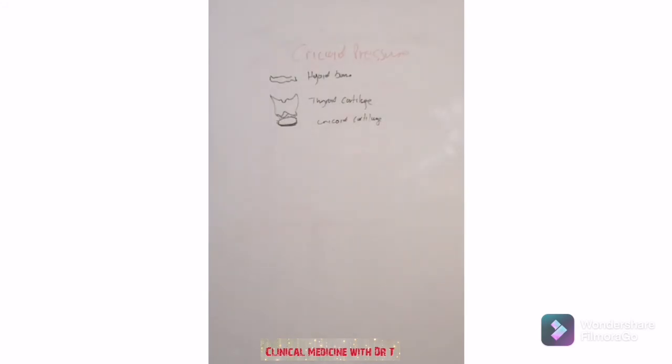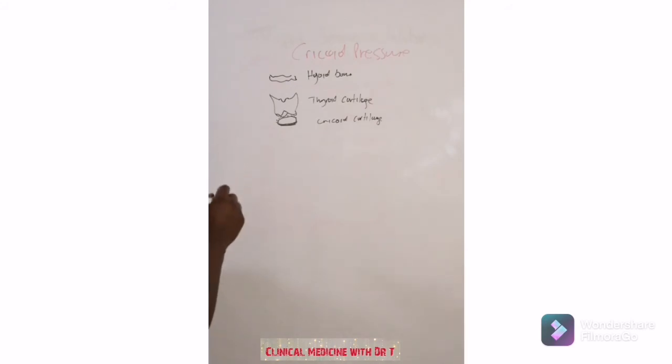So when they ask you to do a cricoid pressure, they want you to press on this using your 3 fingers, which is your thumb, your index, and your middle finger, like that. So you just push it, and that's what is called cricoid pressure.